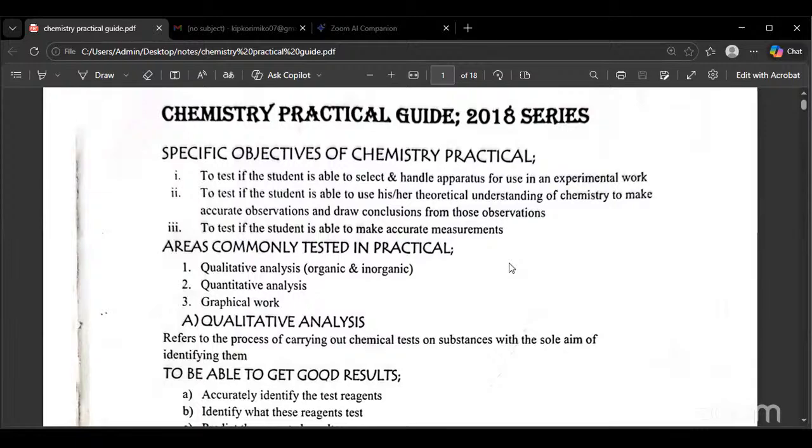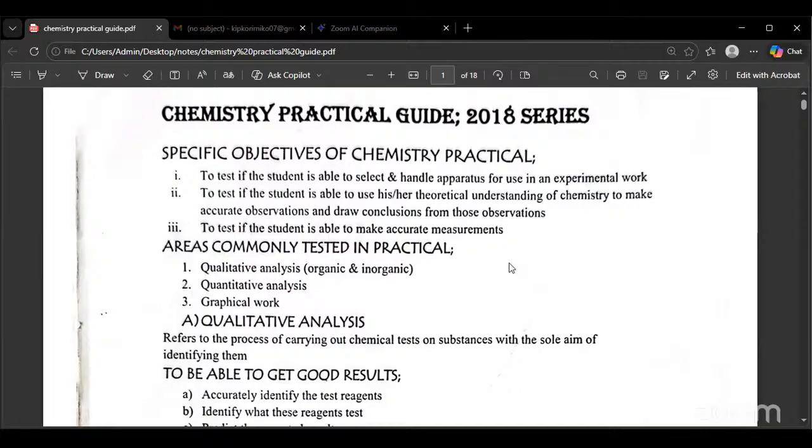Then you will see. Now, number three is to test if the student is able to make accurate measurements. And accurate measurements is actually maneno ya sasa when you're pipetting. When you're transferring, for example, if you have two titrations, you'll have to transfer it into a volumetric flask and then you just fill it to that mark, those ones.